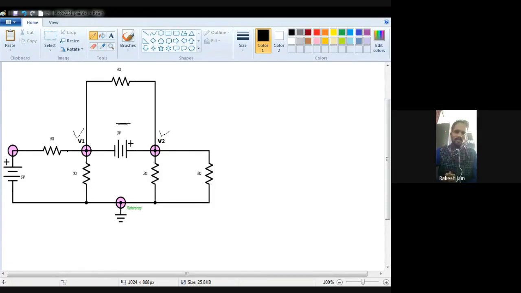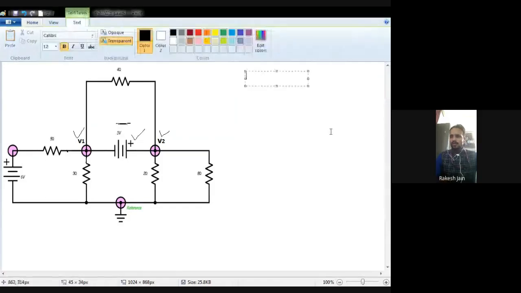Remember this thing. In case of a supernode, the first equation which you can directly write down is the difference between those node voltages. How to write down equation number one? See, where the battery or voltage source is connected in between two principal nodes, consider the node where the positive sign of that voltage source is, with positive sign, minus the second node.